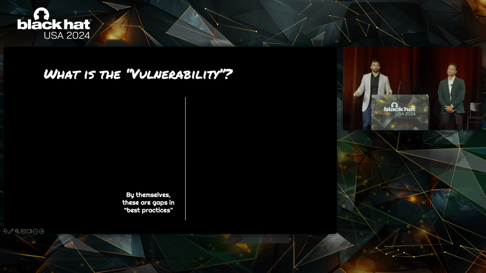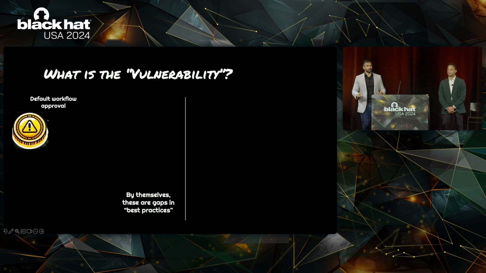All right, so what is this vulnerability? This vulnerability presents itself in the worst form when three things that, by themselves, could be considered best practices, come together. First, you have the default workflow approval requirement. For public GitHub repositories, workflows that run on the pull request trigger do not require approval to run if the user is a previous contributor. This simply means that if they've had a pull request approved and merged, it could be as small as a single character typo fix.